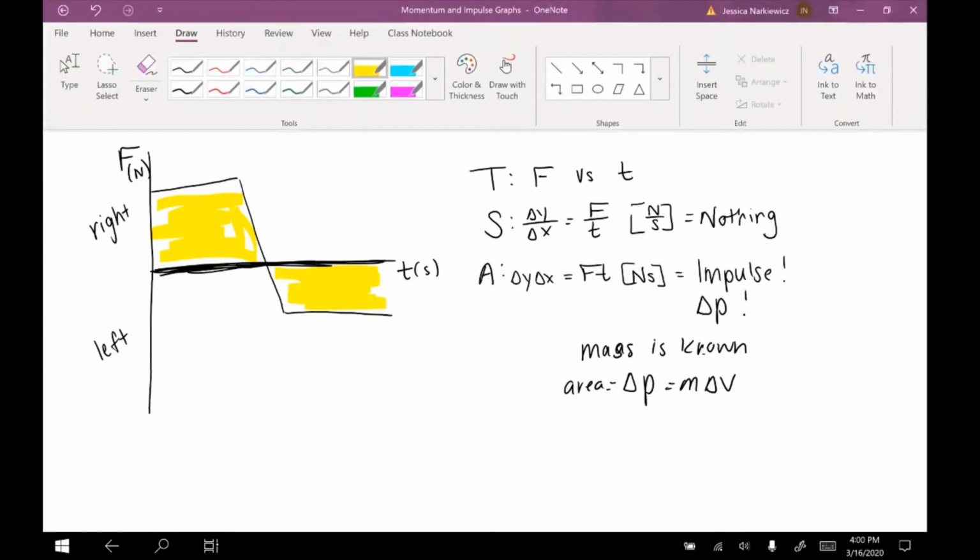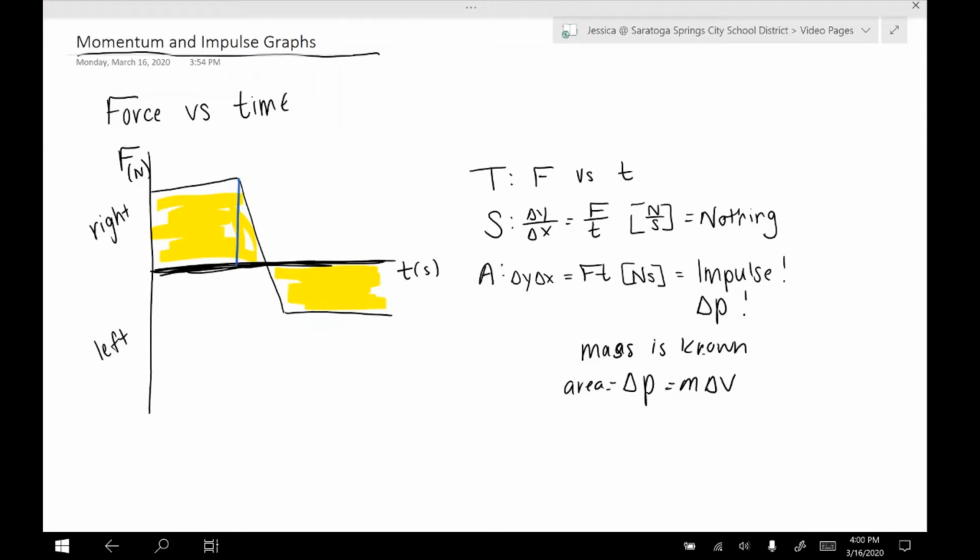To calculate that area, what we're going to want to do is break up the area into shapes. Here I see a rectangle and a triangle. And then down here, same thing. I have another smaller triangle and another rectangle. As a reminder, the area for a rectangle is base times height. Area for a triangle is 1/2 base times height.